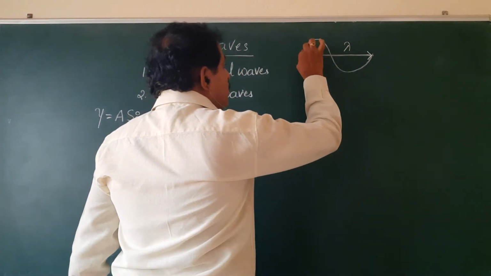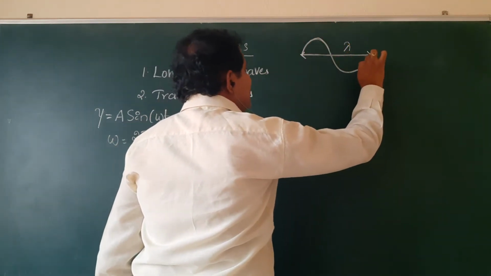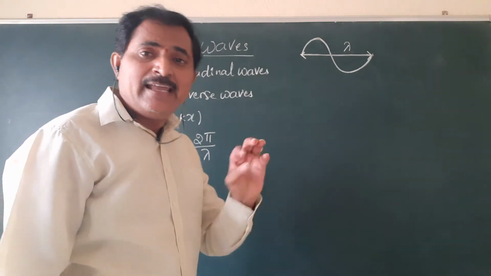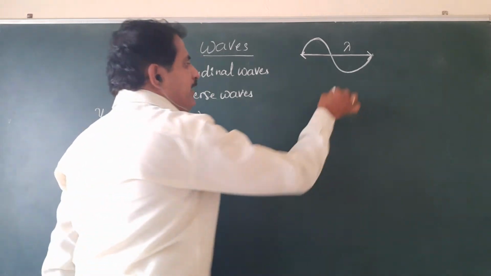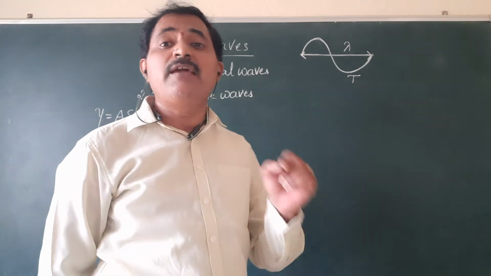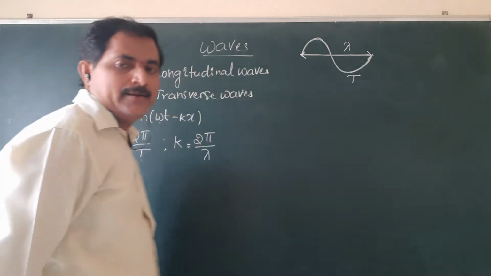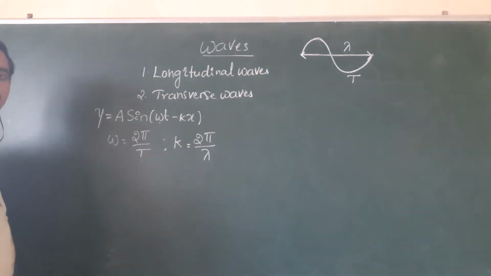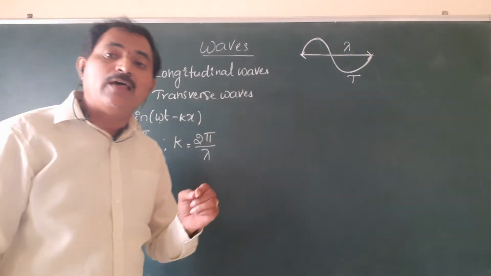Next, to complete one oscillation, the wave takes a certain time. This time taken by the wave to complete one oscillation is called time period. Time taken to complete one oscillation is called time period. Now we know the time period and also wavelength. If you know these two terms, then you can find the wave velocity.